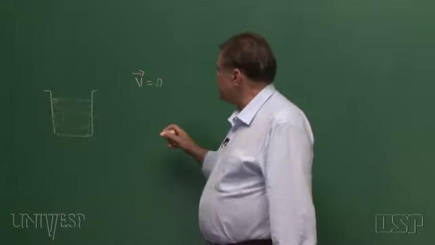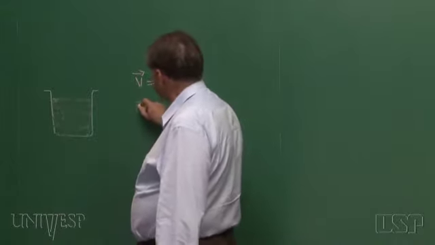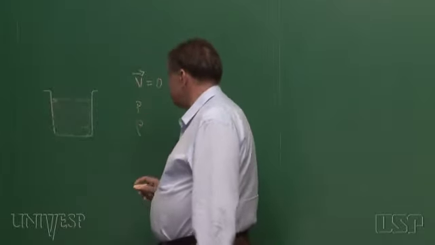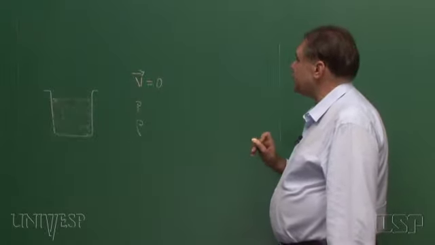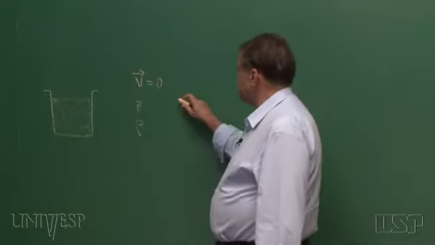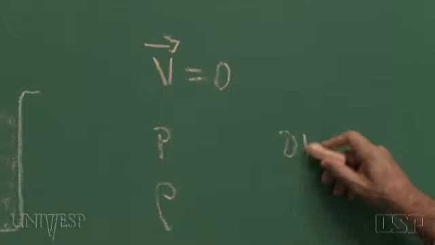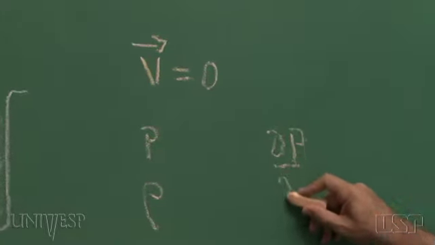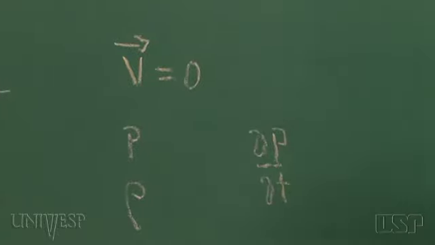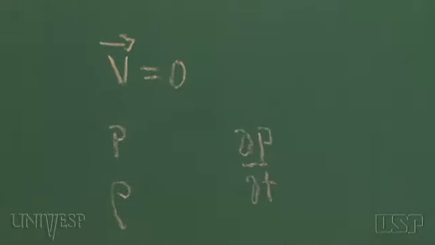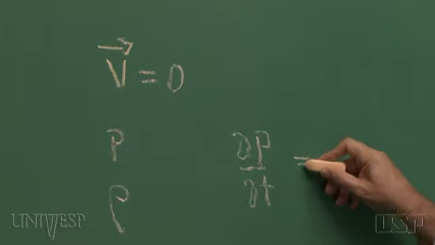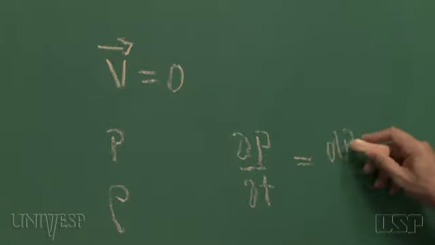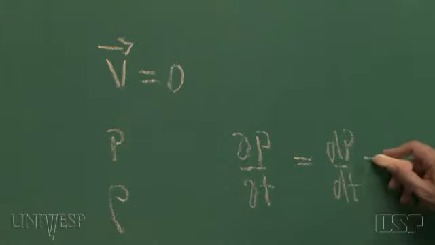That is, pressure and density. Now, in the case of hydrostatics, we write dp/dt. And of course, in this case, since v equals 0, I can also write that the total derivative of the pressure is equal to 0.